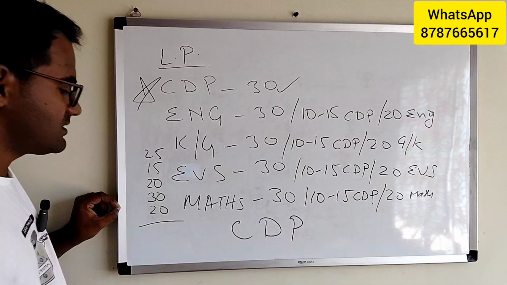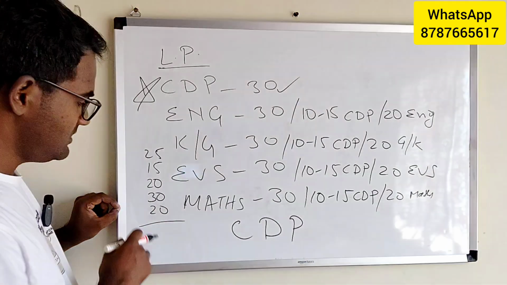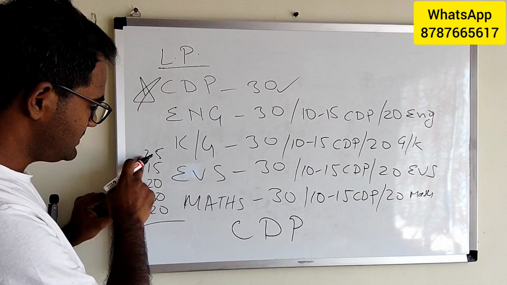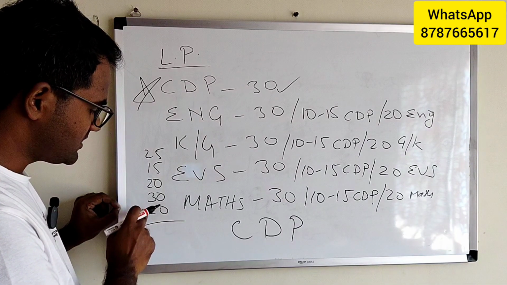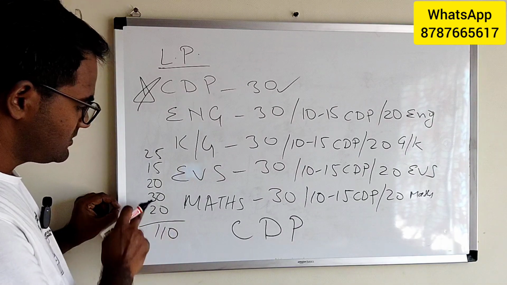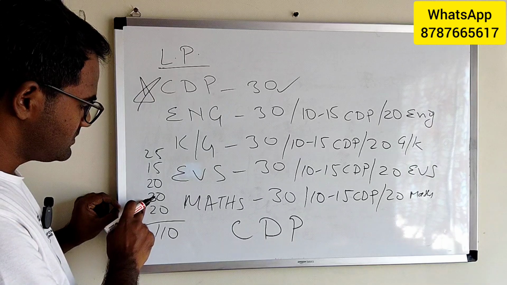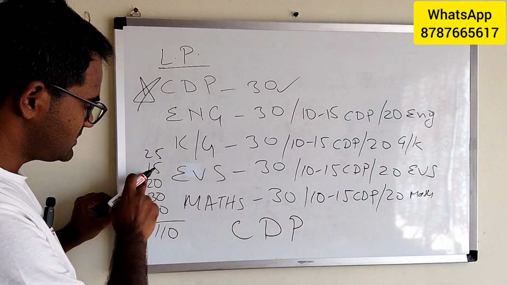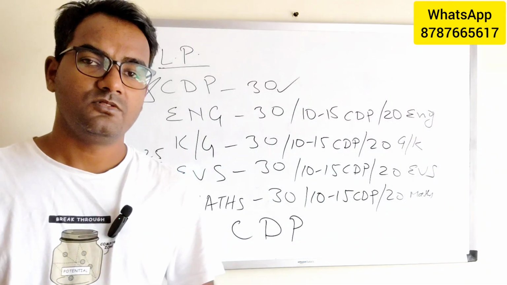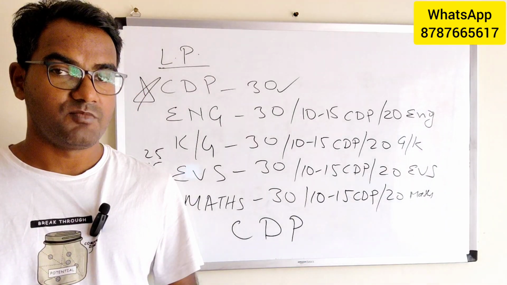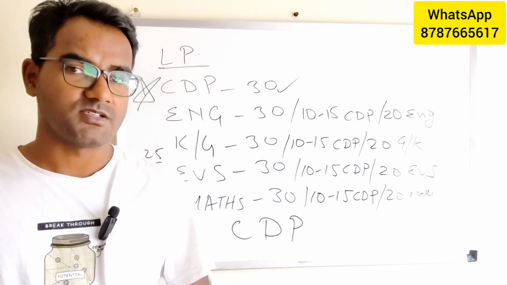So how much is it coming to? Let's see. 20, 30, 40, 50, 60, 70, 80, 90, 100, 110. So 110. Don't you think if you get 110 you will pass? So definitely you will pass, right?